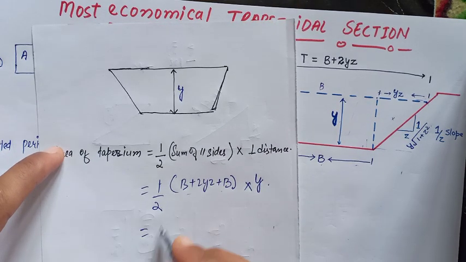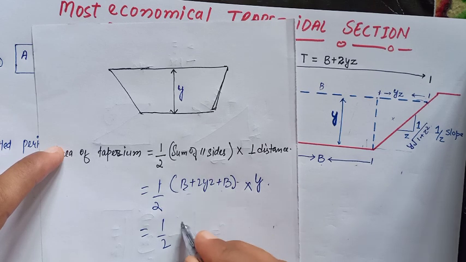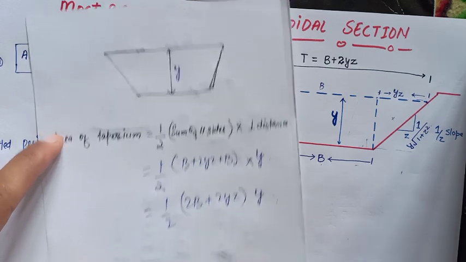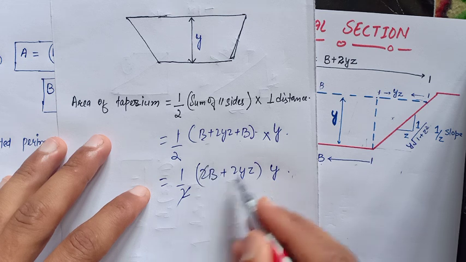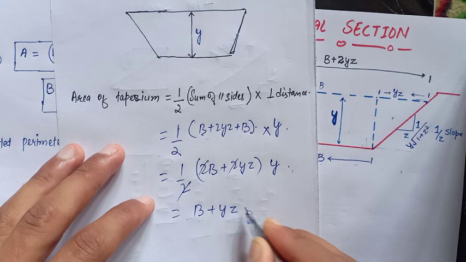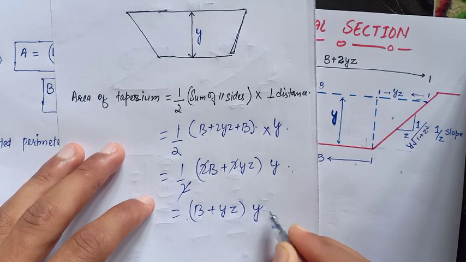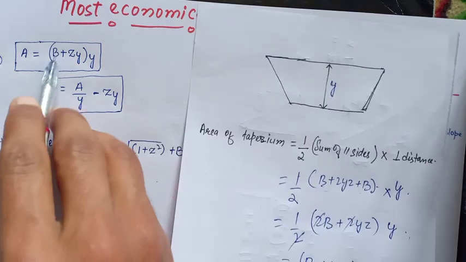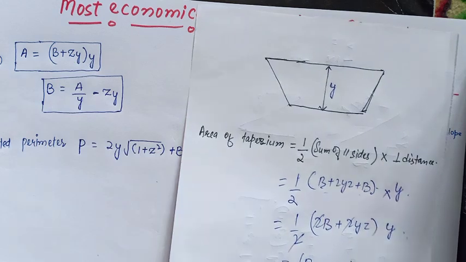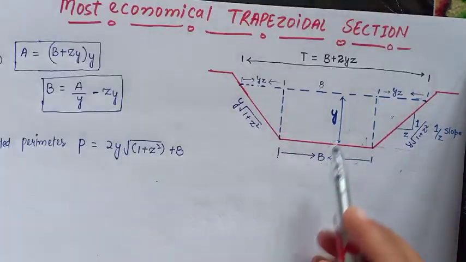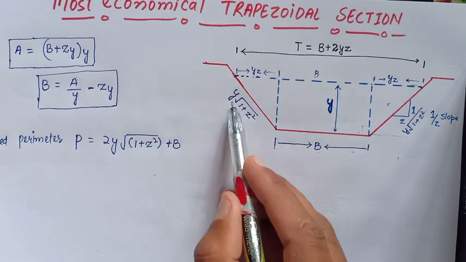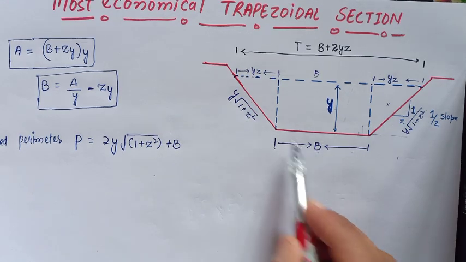So here we can write 1 by 2, b plus b comes out to be 2b plus 2yz, into y. So this 2 will cancel out with these 2, and b plus yz into y will be our area. So here I have written area will be equal to b plus zy into y. So this is the area of the trapezoid. The wetted perimeter, I have already found out: this plus this plus this b.